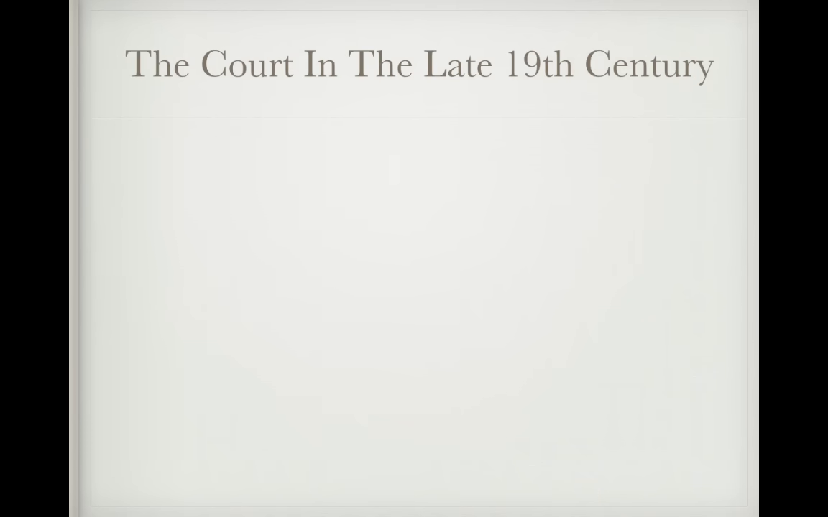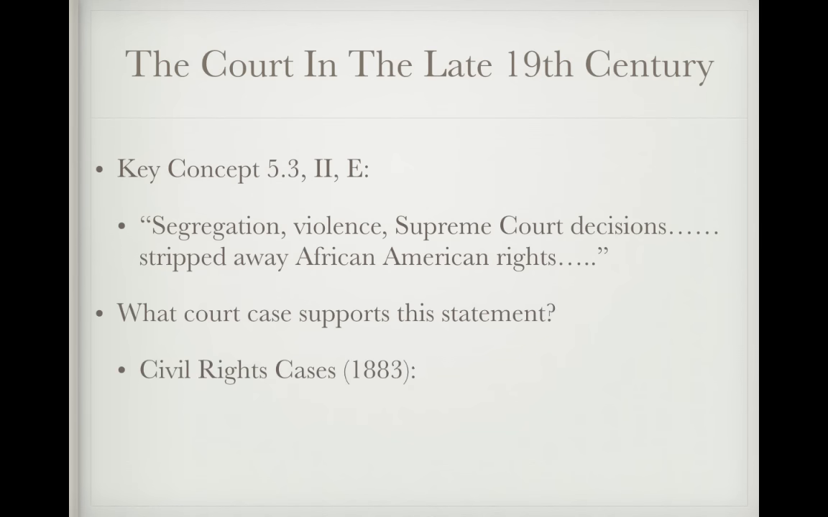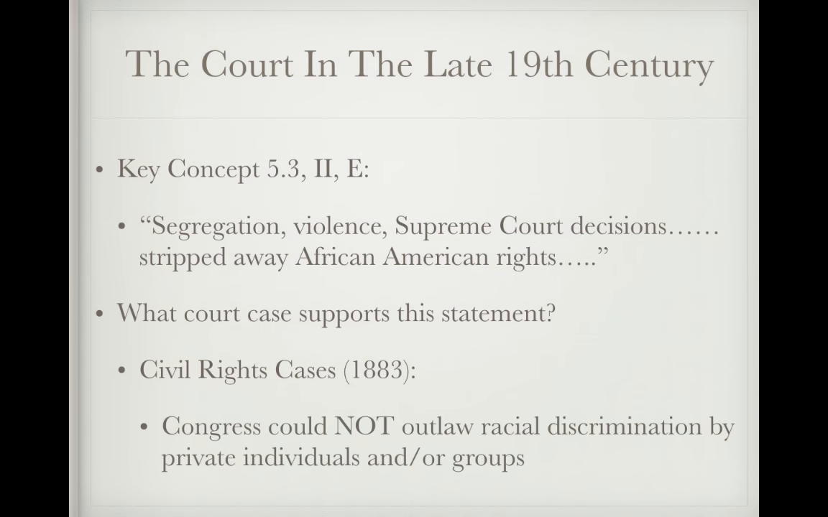All right, moving ahead to the late 19th century, key concept 5.3, Roman numeral 2, letter E: segregation and violence, Supreme Court decisions stripped away African American rights. What court case supports this? From 1883, we have the Civil Rights Cases. And this stated that Congress could not outlaw racial discrimination by private individuals and/or groups. The Supreme Court said Congress has no right to tell individuals that they cannot legally discriminate.